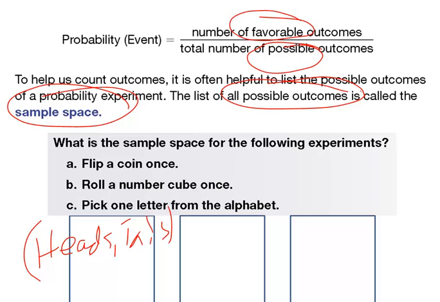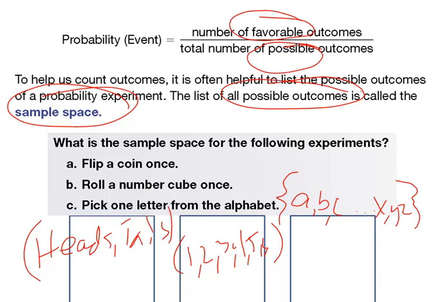For B, your possible outcomes on a cube, meaning a dice, a number dice, how many numbers are on it? There are 6. So your sample space there would be 1, 2, 3, 4, 5, and 6. That would be your sample space for a cube. And for the alphabet, your sample space, of course, is going to be much larger because there are 26 letters in the alphabet. So you're going to have A, B, C, dot dot dot, X, Y, Z. That would be your sample space for one letter from the alphabet, listing all 26 of the letters.